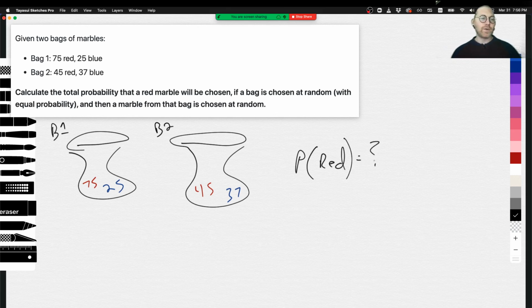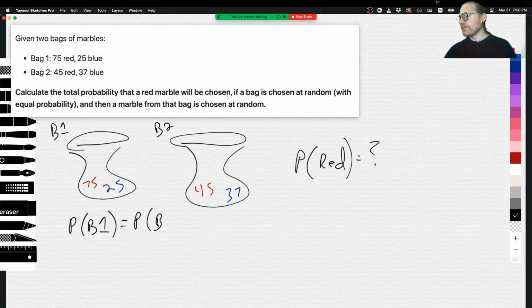This is our question, right? Well, let's write down what we know. We know the probability of bag 1, and we know that that is equal to the probability of bag 2. Both of those are 0.5, according to the way that the problem has been written. We're thinking about the probability of a red marble, right? So let's write down what we know in relation to red.